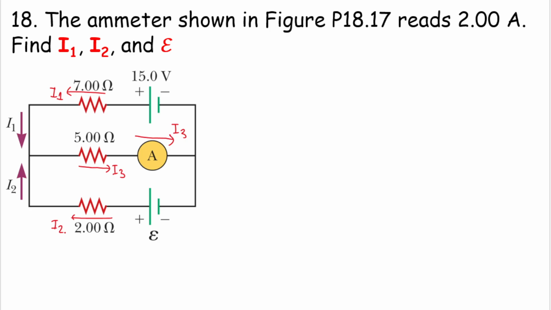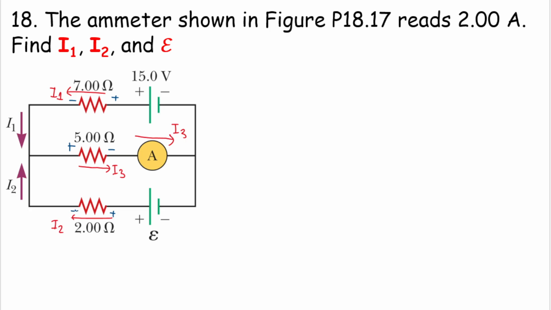Good. Now let's label the polarity of the resistor. I use this convention here, where the current comes from is the positive side, and where the current goes to is the negative side. And I also have it here, where the current comes from is the positive side, and where the current goes to is the negative side. And the same for this one. So this one will be plus and this one will be minus.